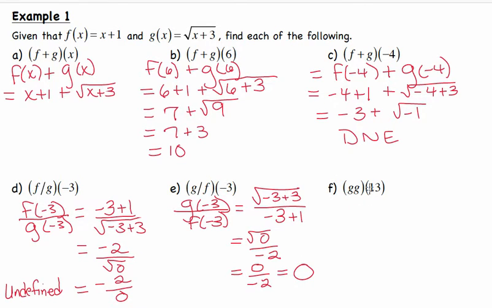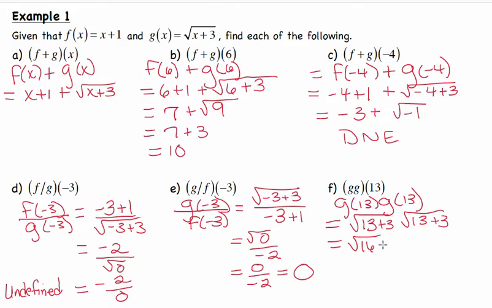And then finally we have g times g of 13, which is g of 13 times g of 13. And let's see, g is the square root of 13 plus 3 times the square root of 13 plus 3, which is the square root of 16 times the square root of 16, which is 4 times 4, and that is 16. And you could, if you wanted to, you could have just written square root of 16 squared, which would be 16 if you prefer.